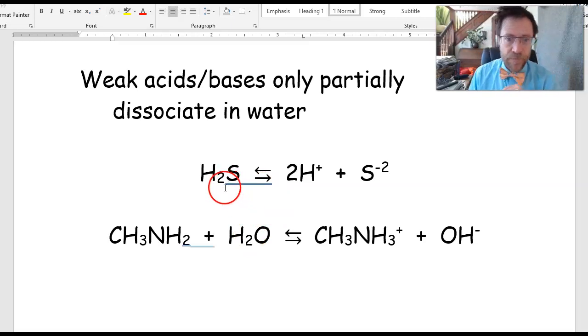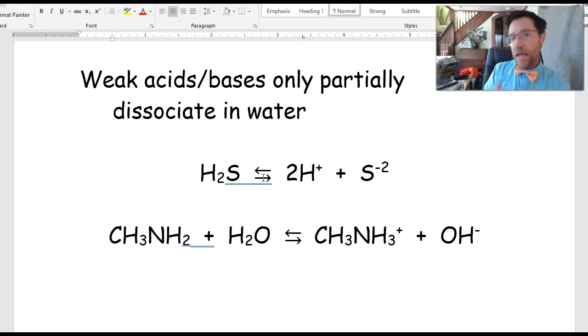Dihydrogen sulfide is at equilibrium when you dissolve it in water. It makes two hydrogens and one sulfur ion. But this is the clutch thing right here. You see how that's an equilibrium symbol? What that means is the hydrogens break off, but they go back together, right? This is a reversible back and forth reaction.